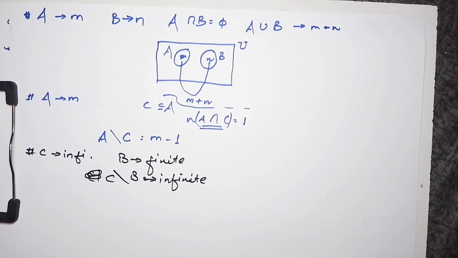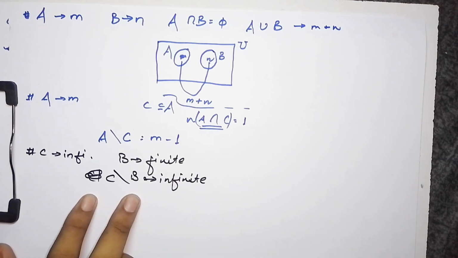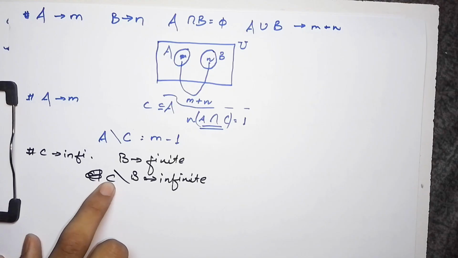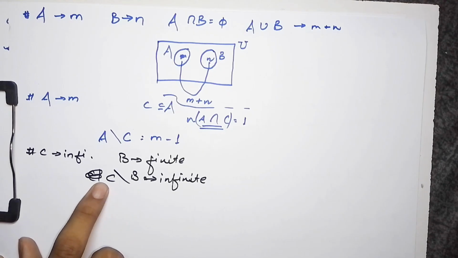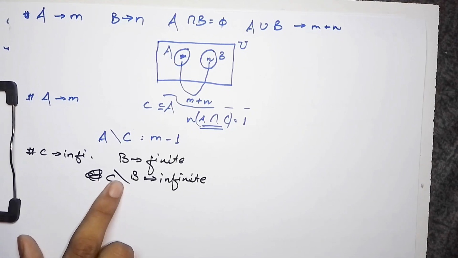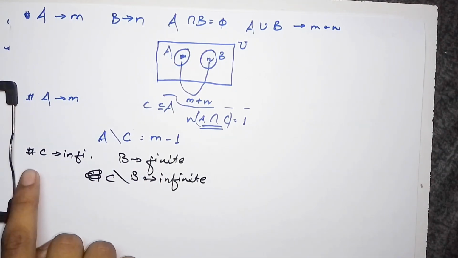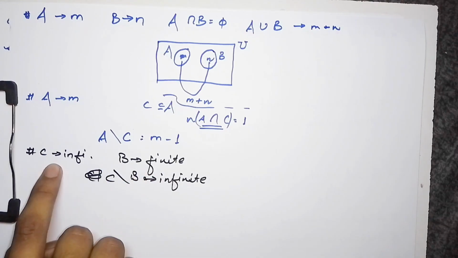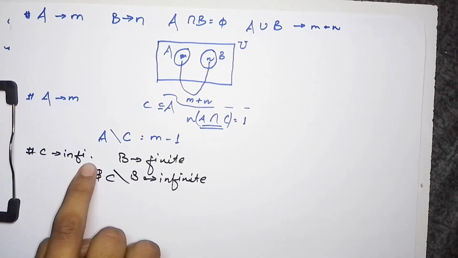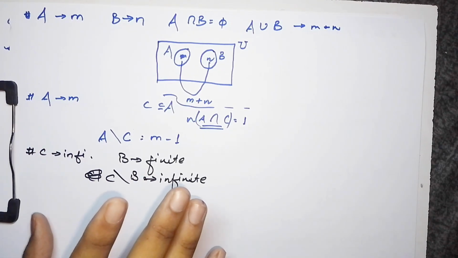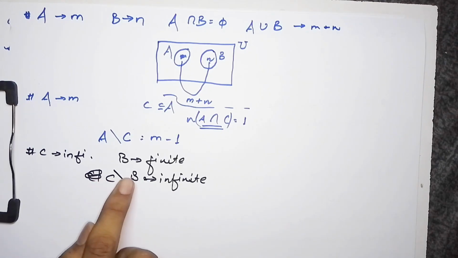While taking a complement, what do we do? If you don't remember, or if you have not seen that particular video, let me make you understand what we do while taking a complement. We subtract the common elements in these two sets from C. So suppose all elements of B are common with C, then also if we subtract those elements from C, we will still have an infinite number of elements. So in this case, I hope that you understand why C complement B is an infinite set.